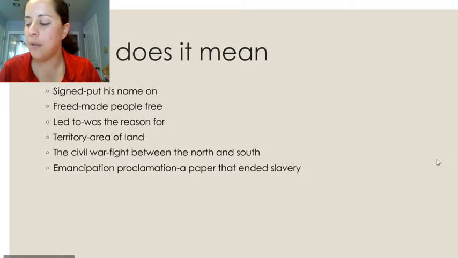Number 8, Susan B. Anthony. Susan B. Anthony worked for women's rights. Yes, she did. Susan B. Anthony was famous for working on women's rights.